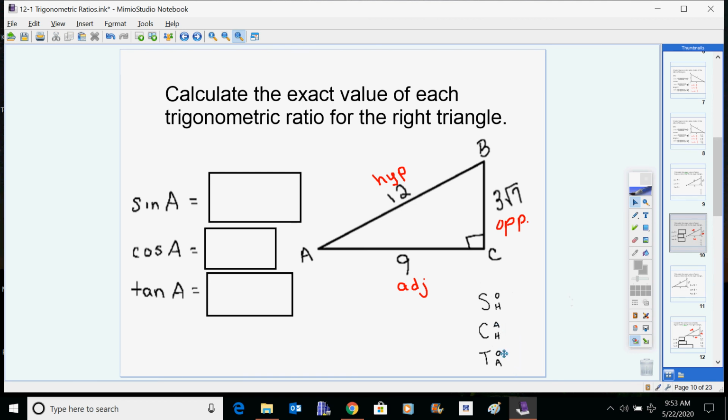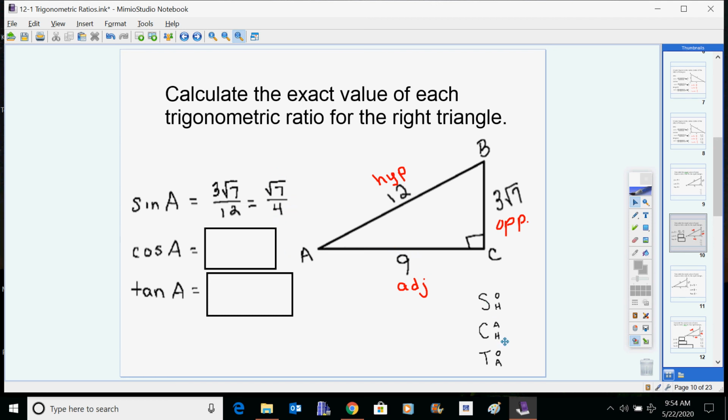Cosine is adjacent over hypotenuse. Tangent is opposite over adjacent. So opposite over hypotenuse is 3 square root of 7 over 12. Now, we have a fraction that can be reduced. The square root of 7, you can't get anything out of that, but you can reduce 3 and 12. Because divide by 3, and you get 1 and 4. So this, whatever number of degrees this is, the sine of that value is the square root of 7 over 4. This is your exact answer.